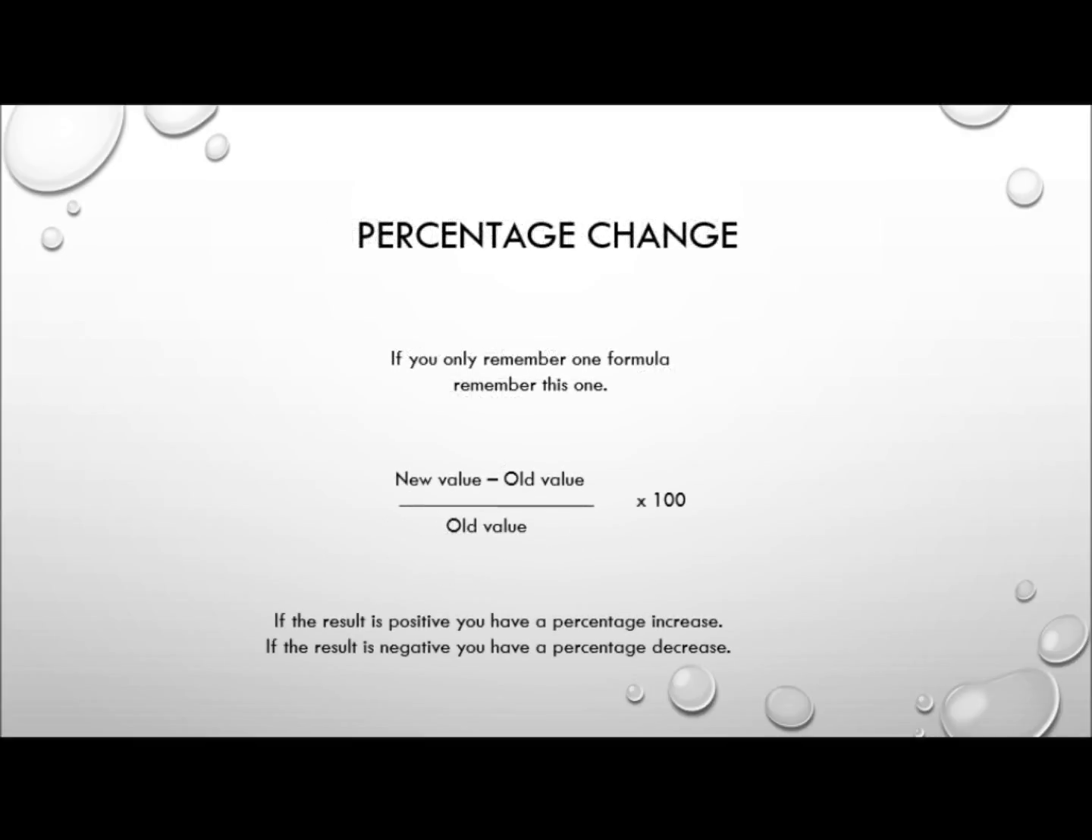Okay, so the reason the percentage decrease and the percentage increase were swapped around was to make sure we always have a positive outcome. If we're just talking about percentage change, then we just use the formula that we used for the percentage increase, which is the new value minus the old value all over the old value multiplied by 100. And then if you have a positive outcome, you know that you have a percentage increase. And if you have a negative result, you know that you have a percentage decrease.